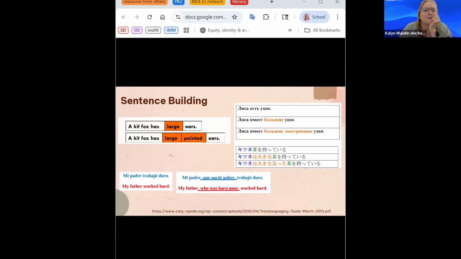But what they did was they were discussing adjectives and how we build sentences. And you see there with the fox with large ears or large pointed ears. The teacher actually found the words or had the sentences and color coded them herself. And the students talked about where they were placed in the sentence, right? And they could see what was the same and what was different.